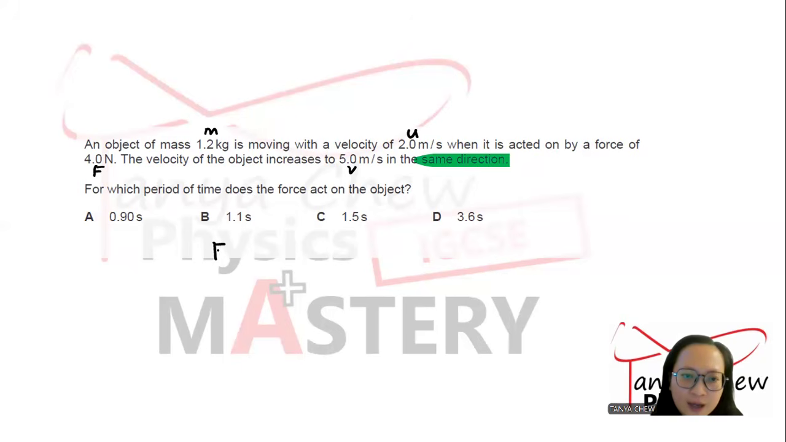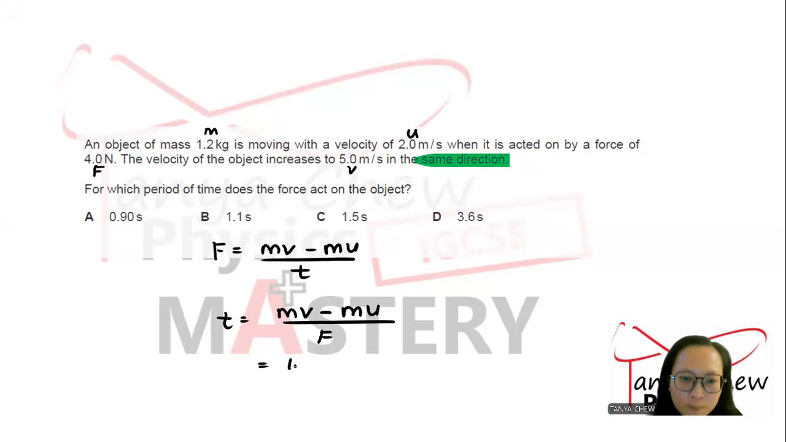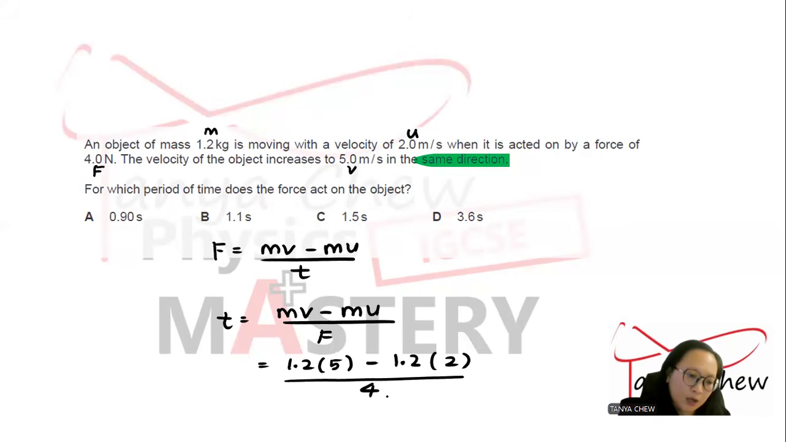So I'm going to use F equal to mv minus mu over t. I'm supposed to find t. So t is equal to mv minus mu over F. M is 1.2, v is 5, minus 1.2, initial velocity is 2, and the force is 4 Newton. So you get 0.90 second. A is the answer.